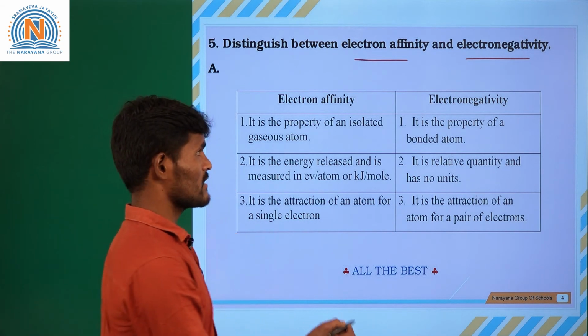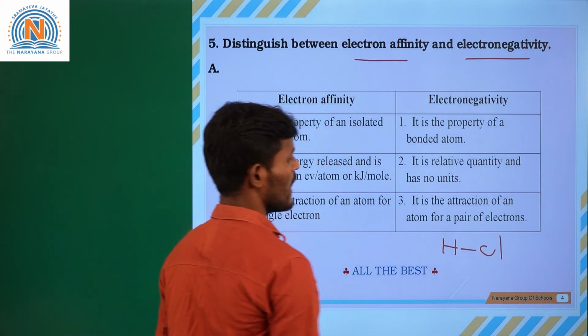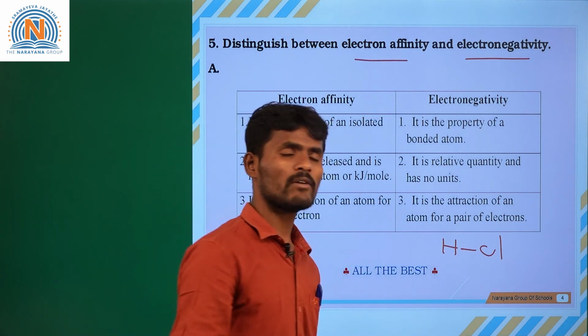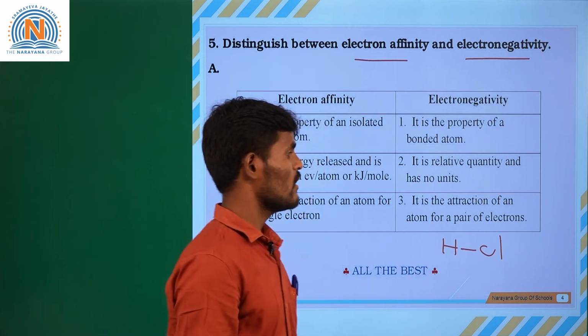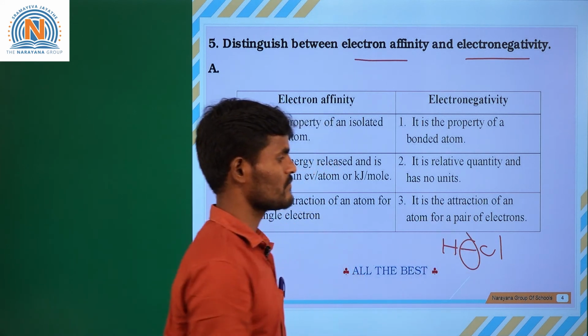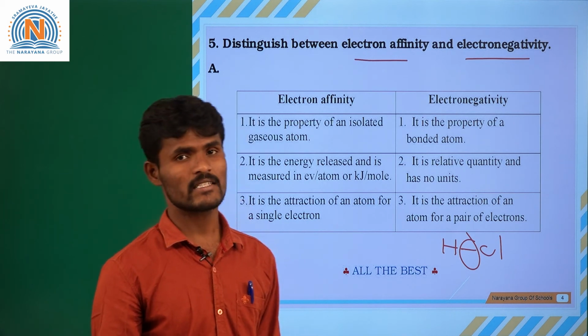For example, HCl, hydrogen chloride. Between hydrogen and chlorine there is a covalent bond. Chlorine is a more electronegative element than hydrogen. See here, electronegativity tells about the bonded atoms, whereas electron affinity tells about isolated gaseous atoms.